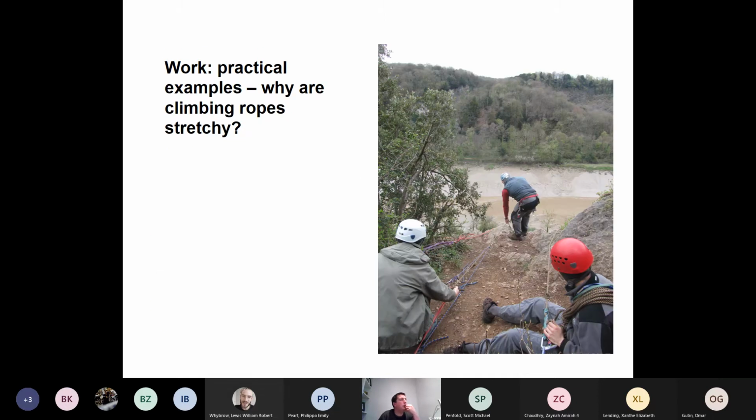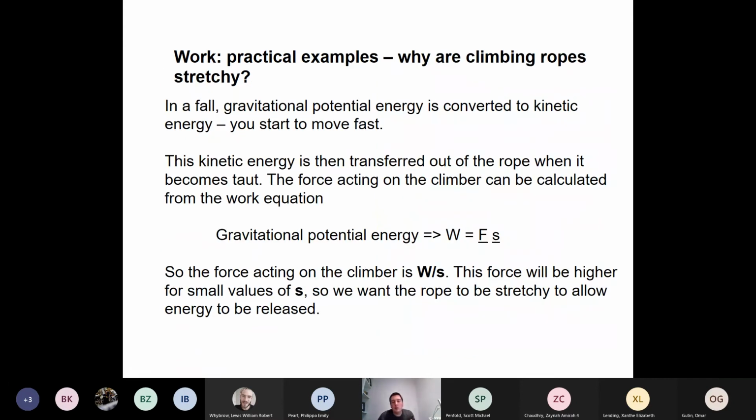And then this is another practical example about climbing ropes, which are stretchy, which can feel a bit disconcerting if you're hanging off one of them and you bounce up and down. But the reason that they're stretchy is because we're having a change of energy here. In particular, if you fall, first of all, you have gravitational potential energy, and then that gets converted into kinetic energy. You're starting to move fast, you're falling.